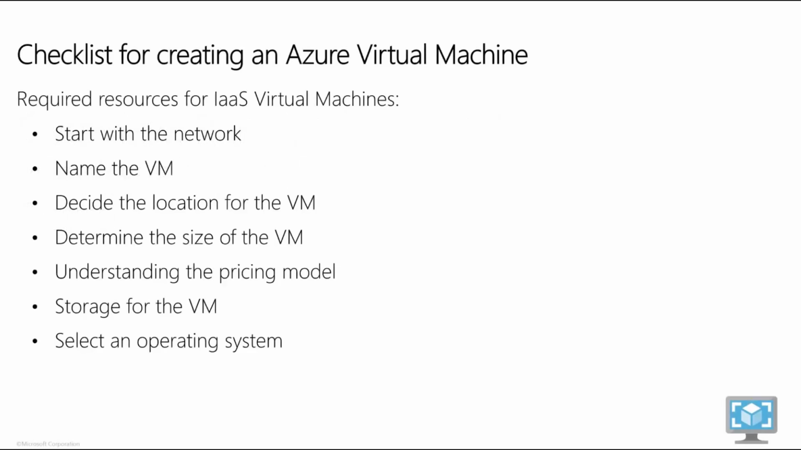The checklist required for IaaS virtual machines is to start with the network. That's the reason why in the first module we were talking about networking, because that's the first thing that we have to plan: how the networking topology or the architecture should be. Then the name of the VM, decide the location for the VM, determine the size of the VM, understand the pricing model, storage for the VM, and select an operating system. We will see each one of these right now.